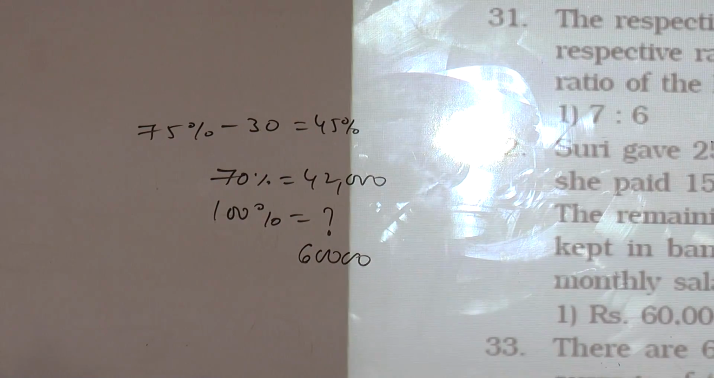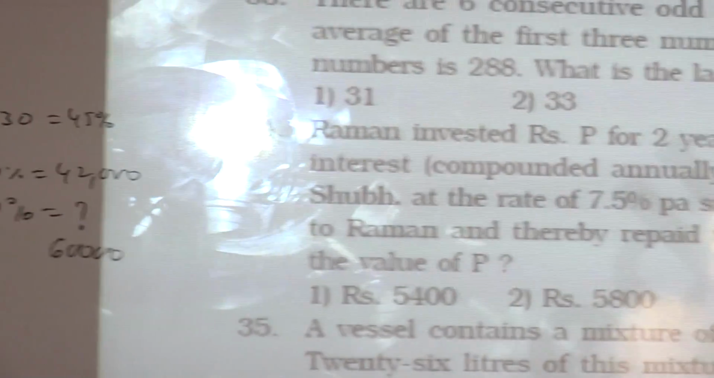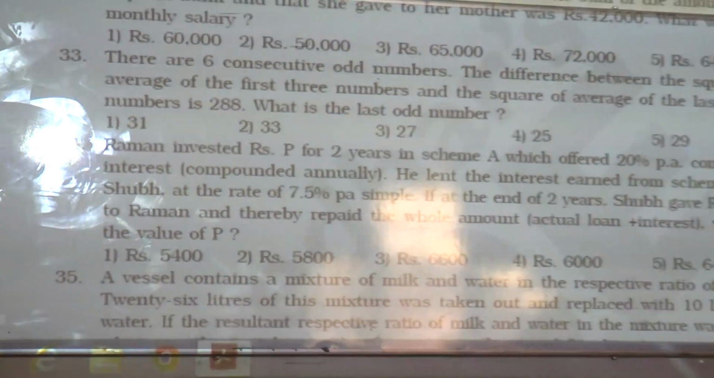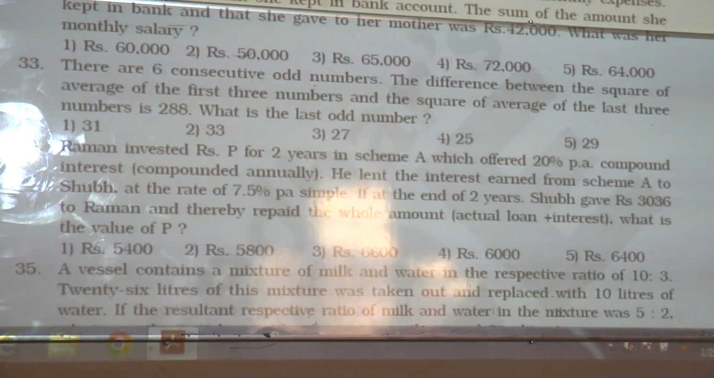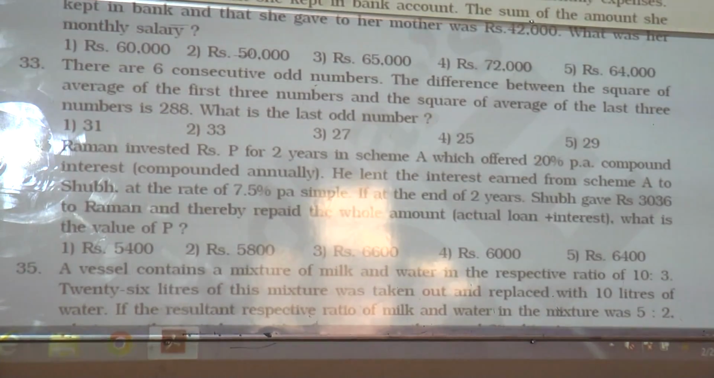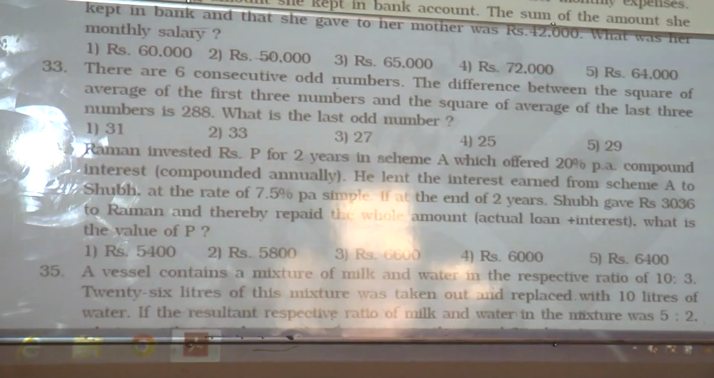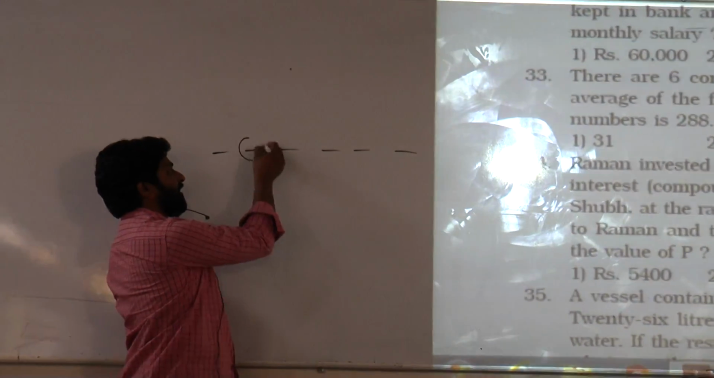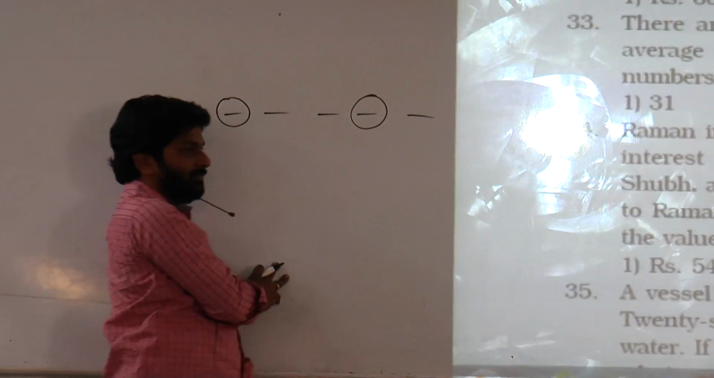Next, 33. There are 6 consecutive odd numbers. The difference between the square of the average of the first 3 numbers and the square of the average of the last 3 numbers is 288. What is the last odd number? You have 6 odd numbers: 1, 2, 3, 4, 5, 6. The average of the first 3 numbers will be the second number. The average of the last 3 numbers will be this number.